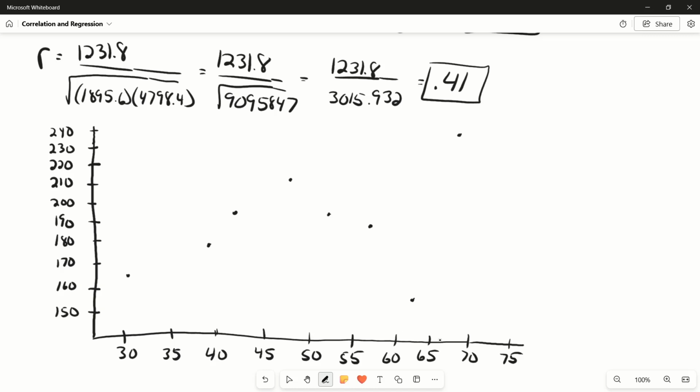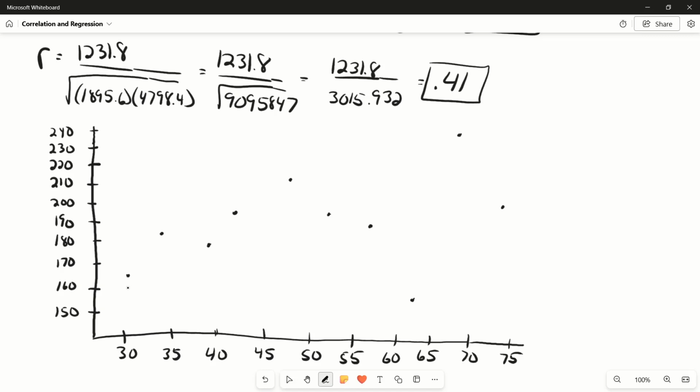74, 198. 74 is here. 198 would be up here, close to 200. Something like that. 36, 181. 36 is close to here. 181 is close to here.